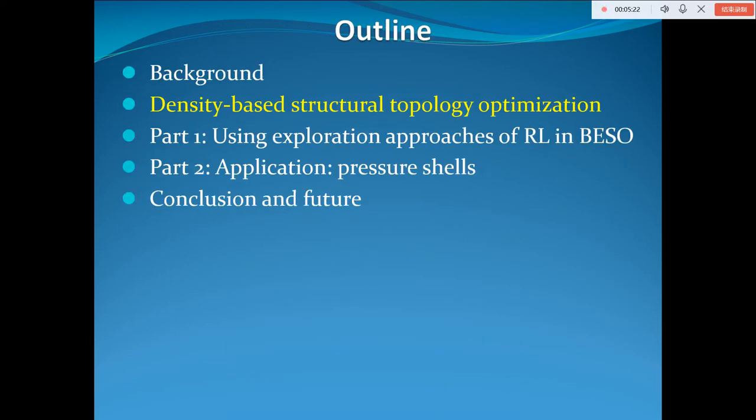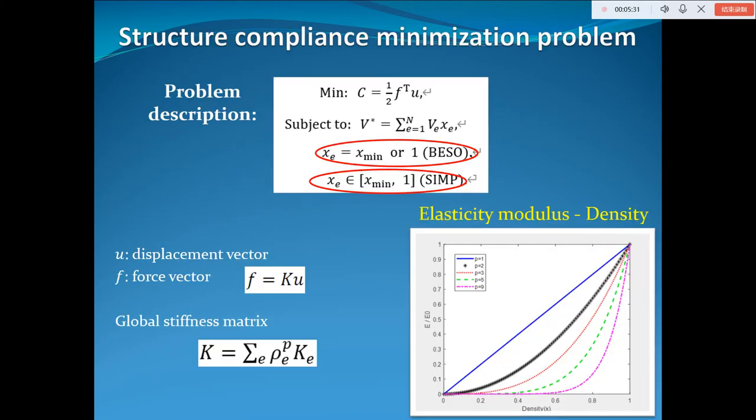In this section, we will briefly introduce two major methods of density-based structure topology optimization. Here, we use the structure compliance optimization problem as an example. The mathematical description is here. SIMP and BESO correspond to continuous and discrete variables respectively. A connection between the stiffness and the density is established by controlling the penalty exponent P. Then the elements with intermediate density will be penalized, and the density of elements will converge to 0 or 1.